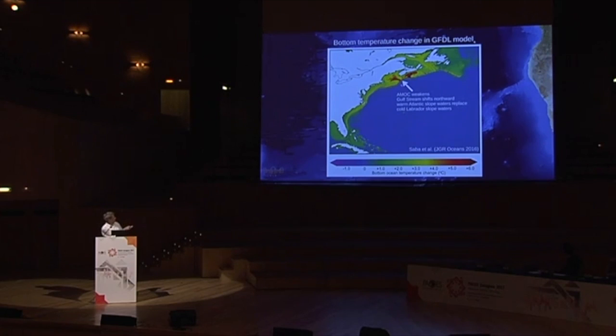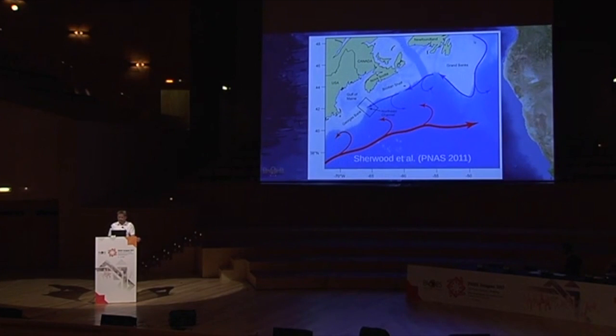northward warm Atlantic waters penetrating here at the bottom onto the shelf into the Gulf of Maine in response to the AMOC weakening. And so they're replacing the cold Labrador slope waters that used to be there, and when the AMOC weakens, these warm Atlantic slope waters move in there. And now, as it happens, there is a proxy record from cold water corals from exactly that area, published by Sherwood et al., now already quite a few years back.